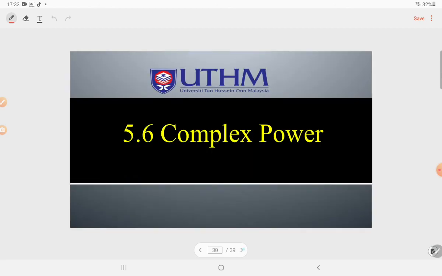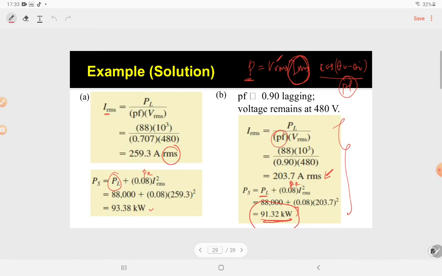Okay, for the complex power we can go to the next lecture. So for today, we just cover the apparent power and also the power factor. Okay.